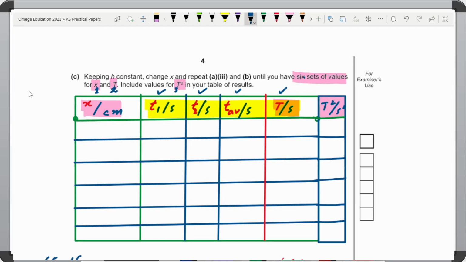So in every question about oscillation, if you have to mention capital T in the table, then these 3 columns have to be there behind it every time. So whenever you get a question of oscillation, make sure in the table you have T1, T2, T average, and only after that you have capital T.